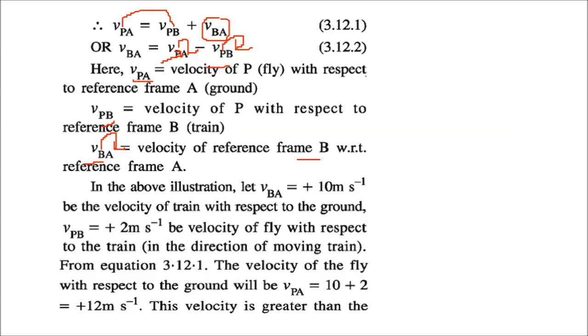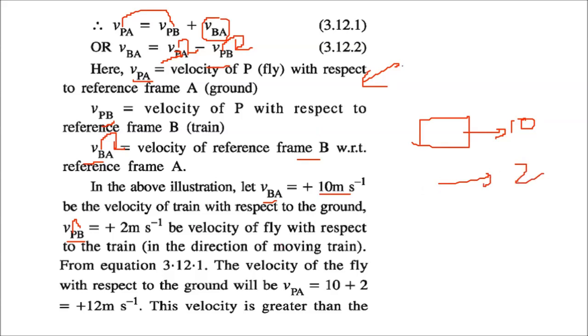So in this example, let us take VBA as, say, plus 10 meter per second. This is the velocity of the train. So the train has a velocity, B with respect to A, which is the velocity of the train with respect to the ground. And if we take VPB equal to 2, which is the velocity of the fly, the train is moving at 10, and this is the relative one. See, this is all relative. This is 2, the velocity of the fly with respect to the train.